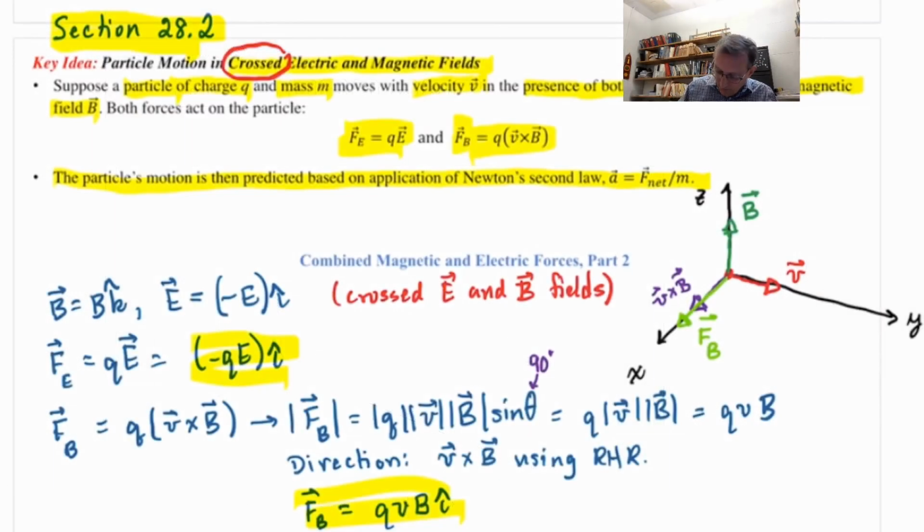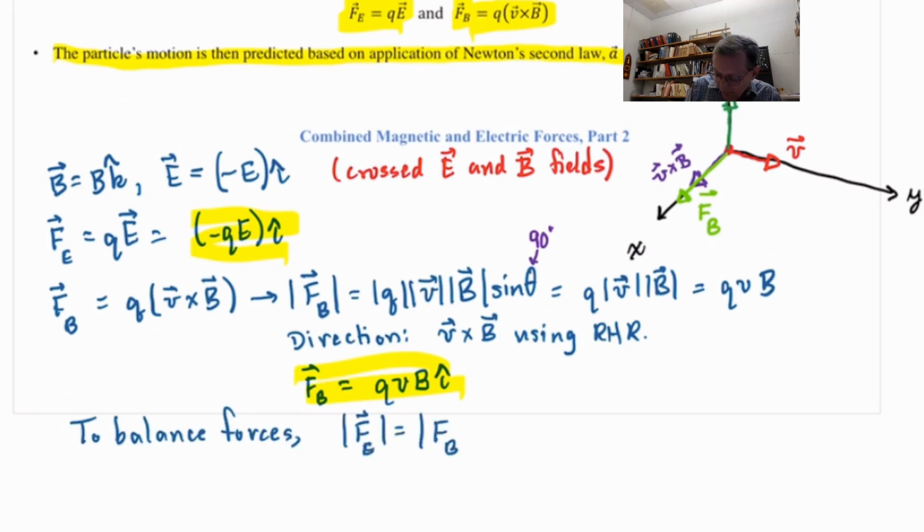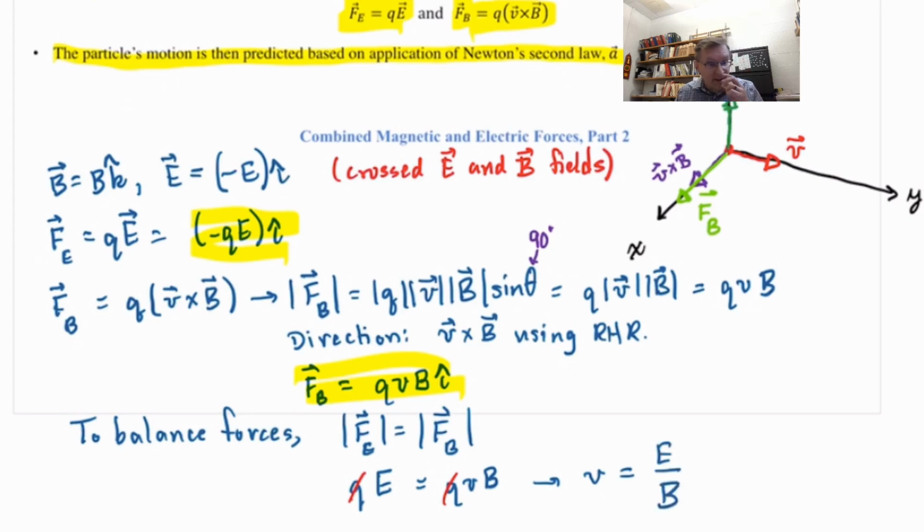Okay? So to balance the forces, well, I need their magnitudes to be equal. F electric equals F magnetic. So Q times E, like that, which means the magnitude of the electric field, equals QVB. Again, everything is a magnitude. Of course, the Q's cancel, and what we'll do is we'll solve this for V. That will tell me what the initial speed of the particle has to be in order for the net force to be 0.